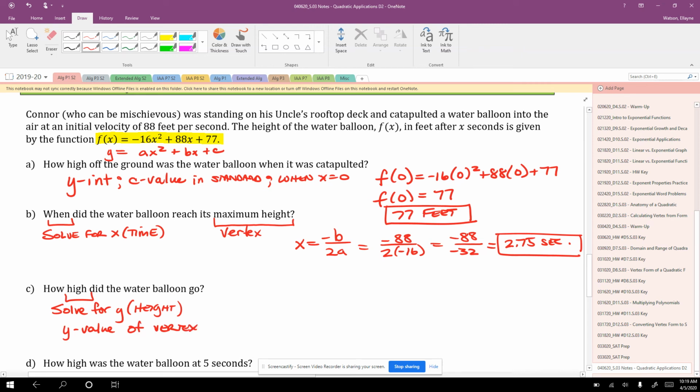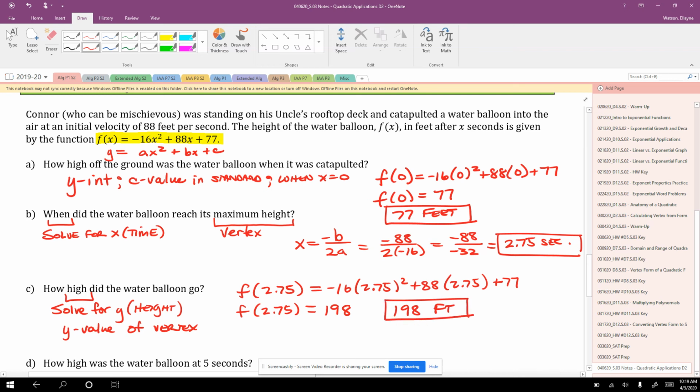So take the 2.75 that we found in the previous problem, plug it back into the original function. So at 2.75 seconds, what is the height? And again, plug this right into your calculator. So negative 16 times 2.75 caret 2, plus 88 times 2.75 plus 77, and I get 198. So how high? 198 feet. So it went pretty high.